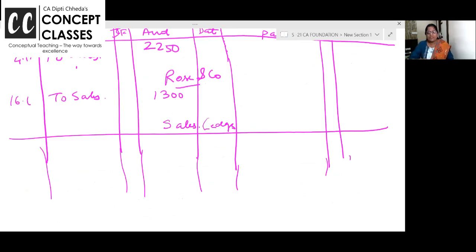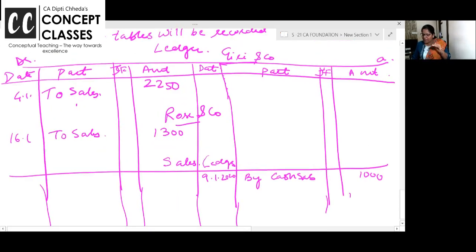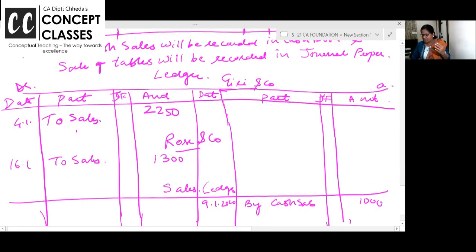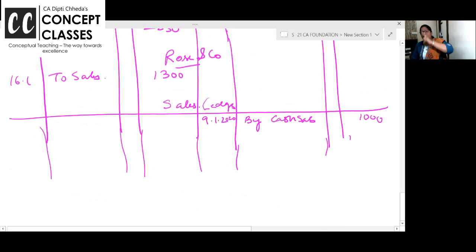In the sales ledger, which day did you do cash sales of some talcum powder? 9th of January 2020, by cash sales. How much cash sales have you done? 1000. 20 talcum powders at the rate of 50 each, so 1000. You may have a doubt, ma'am, cash sale, why didn't we record it? Because cash sale will be recorded in the cash book. But posting will come, cash to sales. Sales is credited, goods are going out, stock is going out.